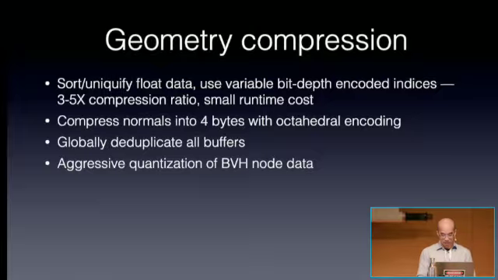In order to fit large scenes on the GPU, compression of geometry data is extremely important in our system. So we also have to balance compression ratio versus speed because of time to first pixel considerations that I mentioned earlier. Our solution involves, in part, sorting and unifying primvar float buffers using variable bit depth integer indices into these buffers. That gives us about a 3 to 5x compression ratio on geometry with a very small runtime cost when we access that data during shading. All of our 3 float normals are compressed to 4 bytes using octahedral encoding. All data buffers are globally deduplicated.